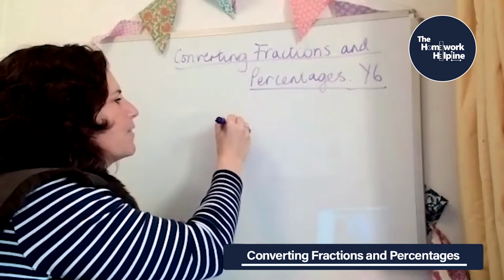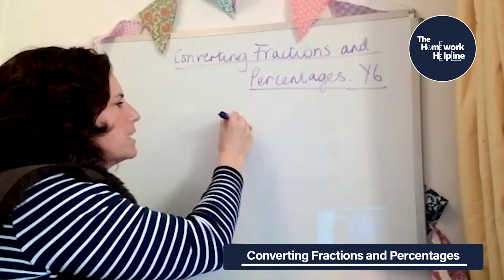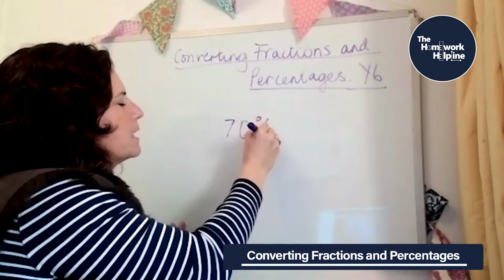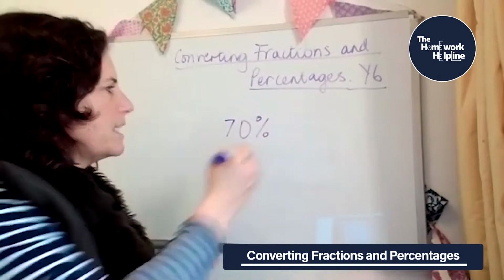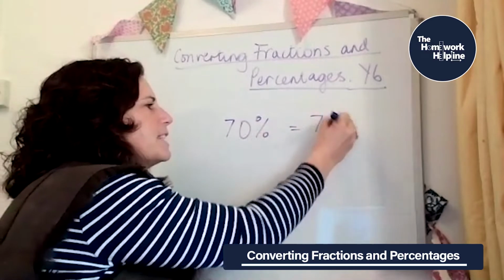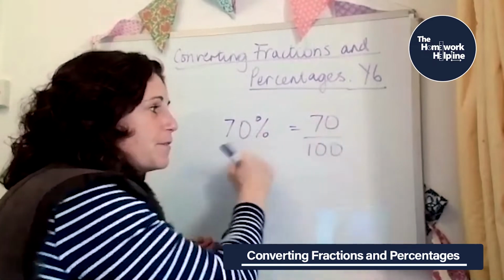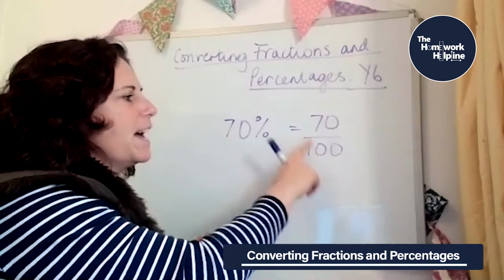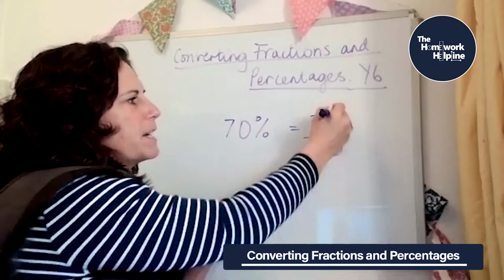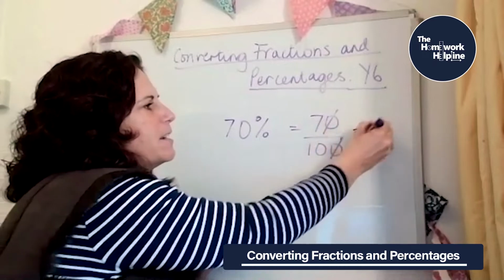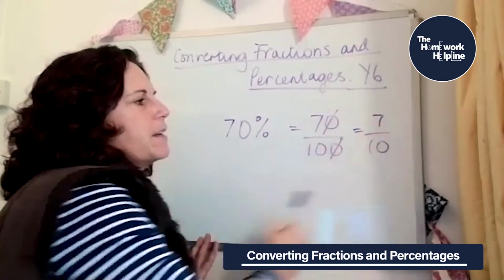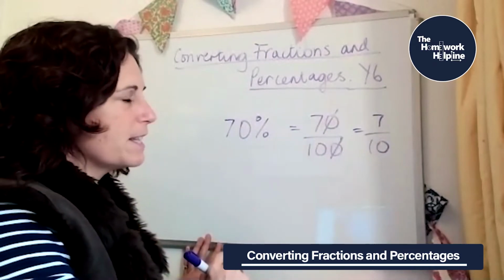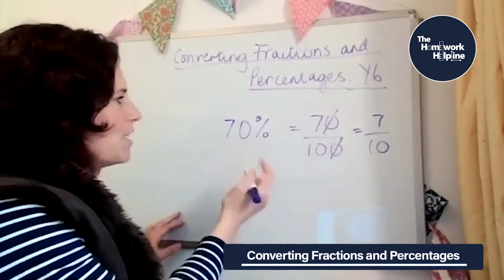So if we had, say, 70%, now 70% is the same as 70 out of 100. That's the very first thing you must do: always turn it into a fraction out of 100, and then you can simplify it. I can divide both of these by 10, which is 7/10. We cannot go any further because 7 is a prime number, so I can't divide that any further.